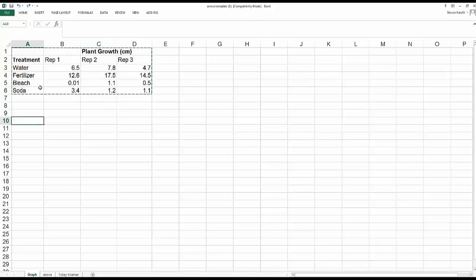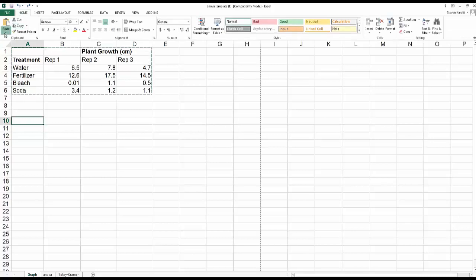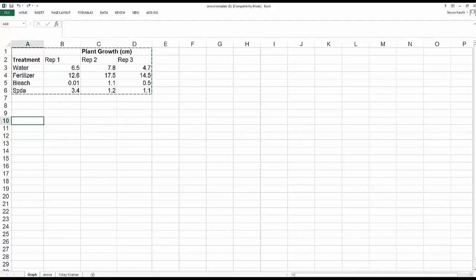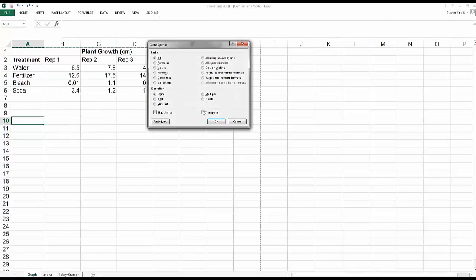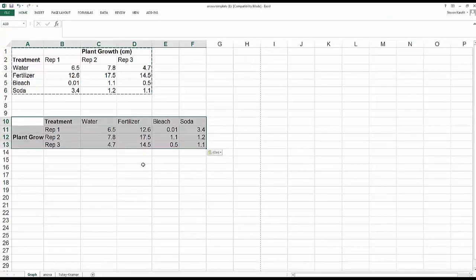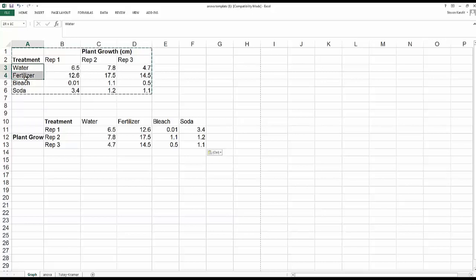Now we need to paste this table, but we need to change its orientation to run the analysis. So to do that, I click on Home up here and I go to Paste and Paste Special. I then go down and click Transpose. Now notice what we've done. On this original table, we have water, fertilizer, bleach, and soda as independent variables running vertically here. Now they're horizontally across the page. And we've also flipped the orientation of the replications. They were horizontal, now they're vertical. So we flip the table around.